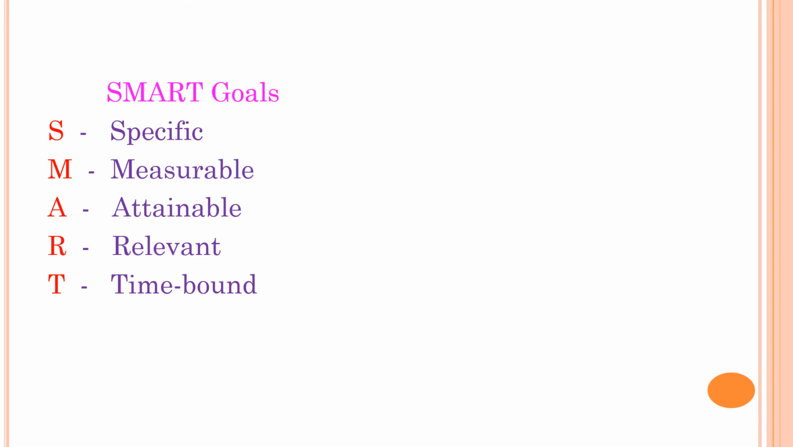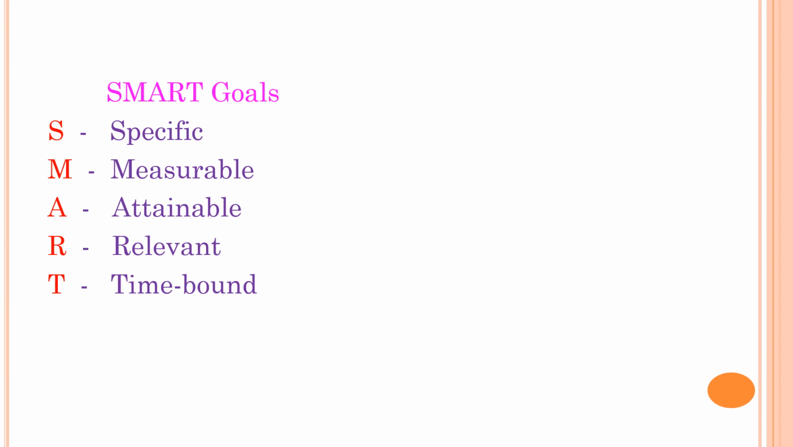The first is S for specific. There is more success with goals that are specific and to the point than with general goals. Goals should be straightforward: what you want to happen. Specific goals help us to focus our efforts and clearly define what we are going to do.